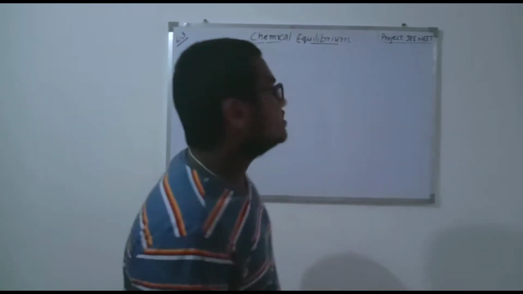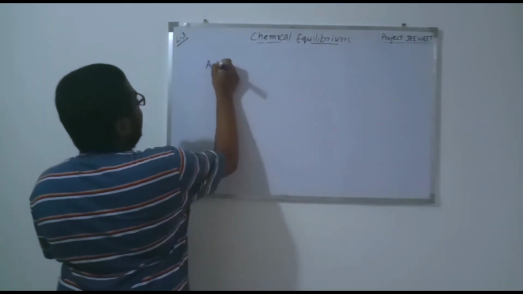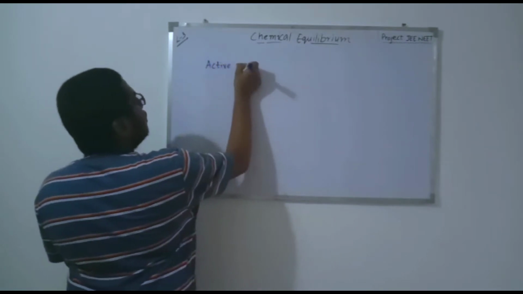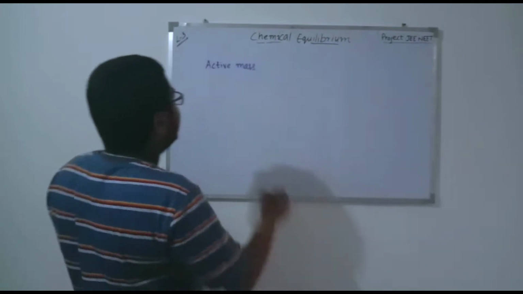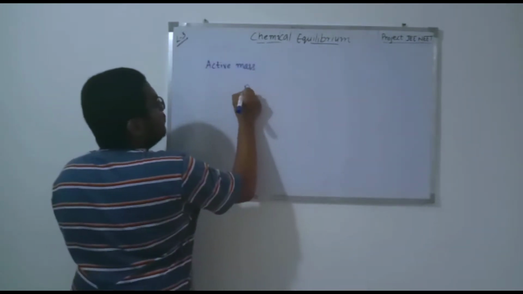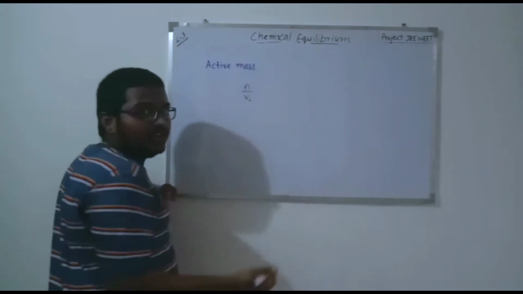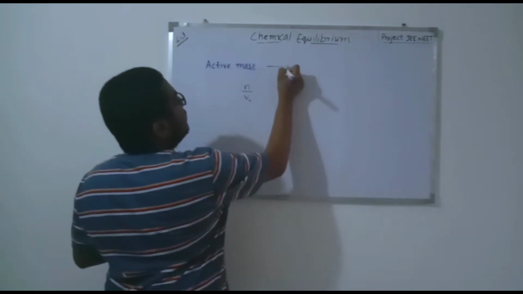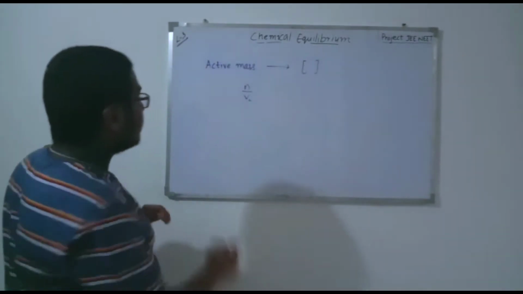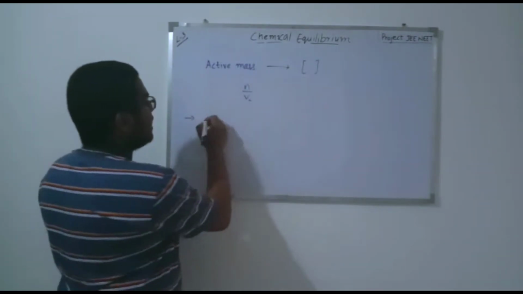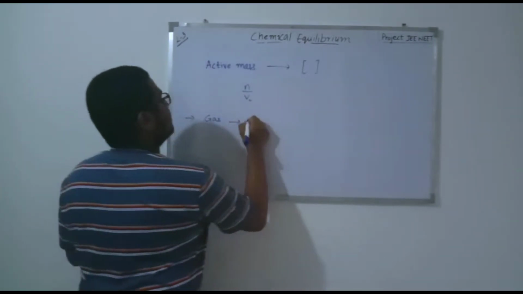Here we are going to discuss a term, active mass. What is active mass? Active mass is nothing but n by V liters. Generally this is denoted by a square bracket. The main property is that for a gas, the active mass is its partial pressure.